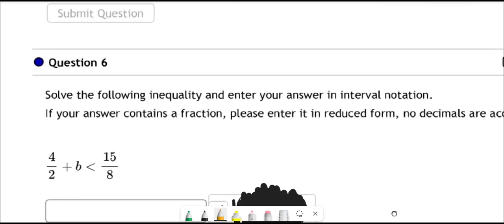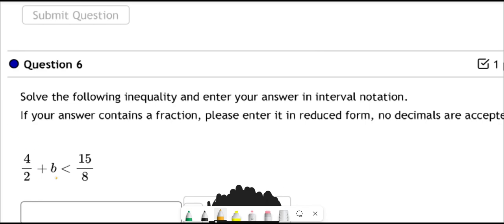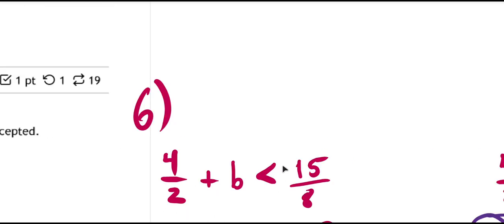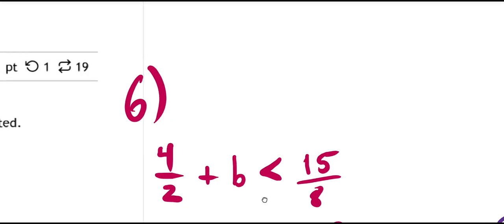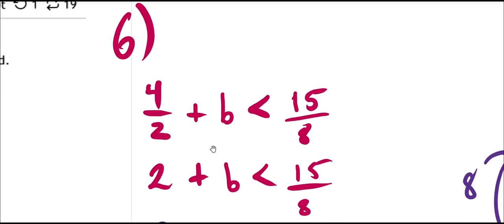All right, let's look at problem 6. Problem 6 is an inequality with some fractions in it. We start by copying over the question, and we could subtract on both sides by 4 over 2, but 4 over 2 is just 2. Let's reduce this fraction first.